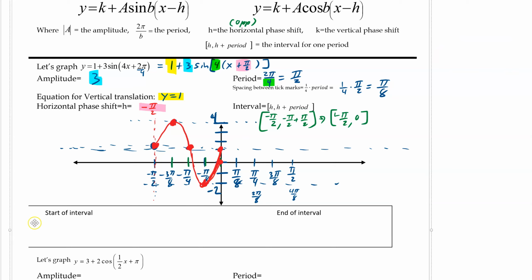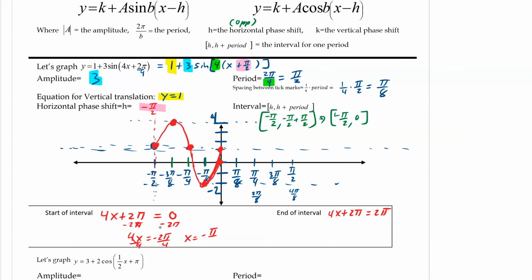Now, there's another way to find your intervals as well to test that. All you have to do is take that inside part, the 4x plus 2 pi, and say, well, sine normally goes from 0 to 2 pi. And then you solve it for x. So x equals negative pi over 2, and x equals 0. So we know we're going to go from negative pi over 2 to 0. If you input this exact function into your graphing calculator on this interval and then hit zoom 0, it would give you the exact same graph as well.